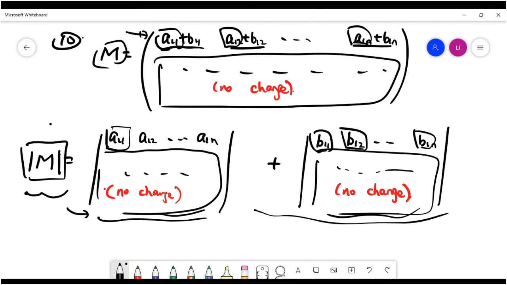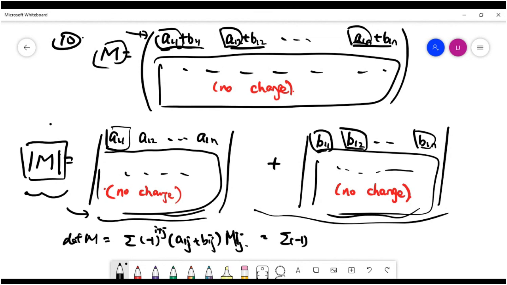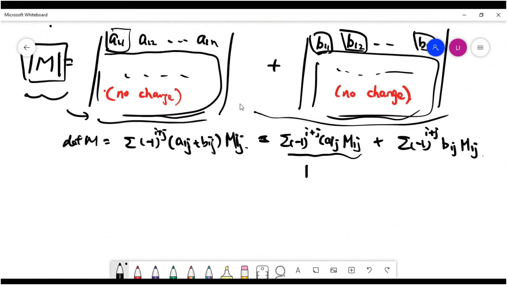Because, for example, if you look at the cofactor expansion along row 1 for the original matrix M, you can write it like this. And you see this formula can be split into two summations, right? After the split, this one is basically the determinant of the first matrix I'm talking about, and this one is basically the determinant of the second matrix, when you use the first row for the cofactor expansion. That's a simple reasoning for property 10. And let's look at the last property.